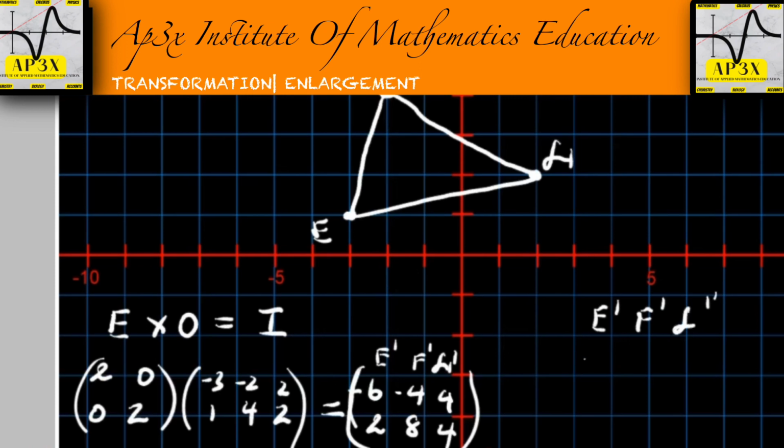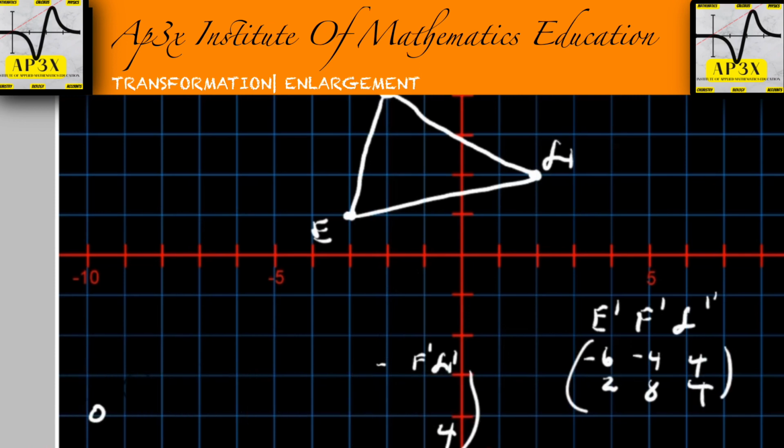Then we're going to have -6, 2, -4, 8, and 4, 4. I'm going to have to erase here because I'm going to need space for this. All right, so then let's plot. -6, 2, so that's -6 and up 2 right here. And then we're going to have -4, 8, so that's -4 right here, and up 8: 1, 2, 3, 4, 5, 6.